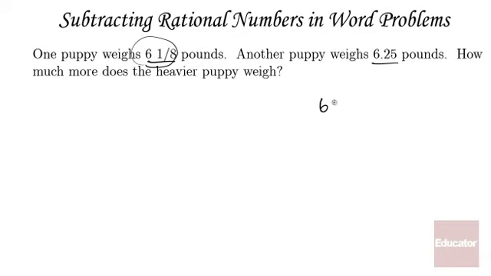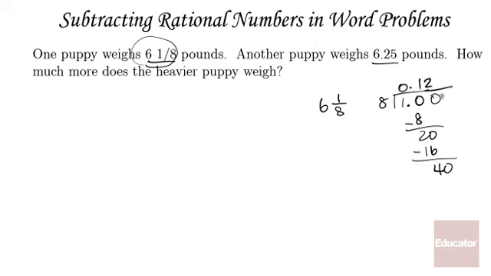So 1 divided by 8 doesn't go in. It'll go into 10 once. It'll go into 20 twice. And it'll go into 40 5 times, perfectly.